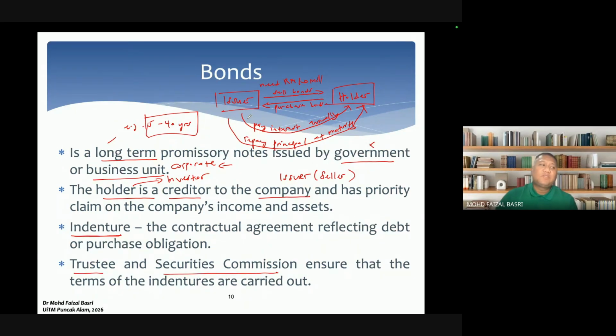But if there is an issue, the trustee can take action and report to the Securities Commission. The Securities Commission, with the power it has, can investigate and take action against the company if there are any issues with regards to the transactions. All of this is to ensure that when bond transactions happen in Malaysia, the rights of all participants are protected. We must remember that some participants can be international, overseas participants, foreigners.